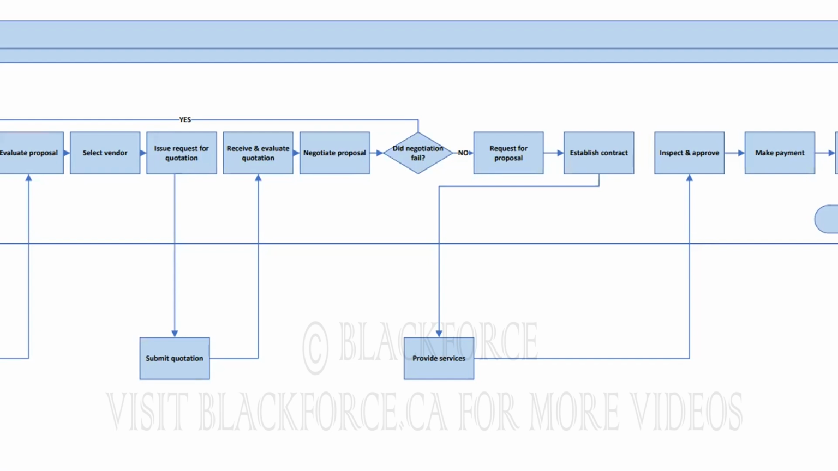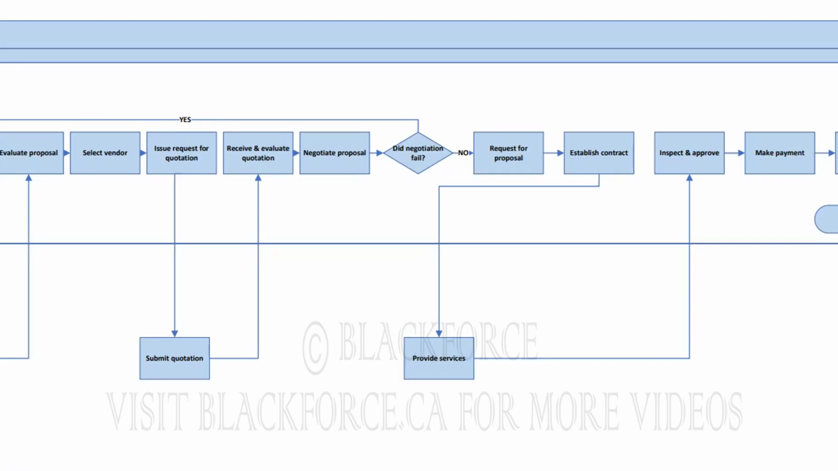If they select a vendor, they will now issue a request for quotation, and the vendor will submit a quotation. They will receive it and evaluate the quotation. Then they will negotiate the proposal. Now, if the proposal fails, the process returns back to issuing a new proposal, meaning that they will have to go through these steps again. But if the negotiation succeeds, they will move on and establish a contract.